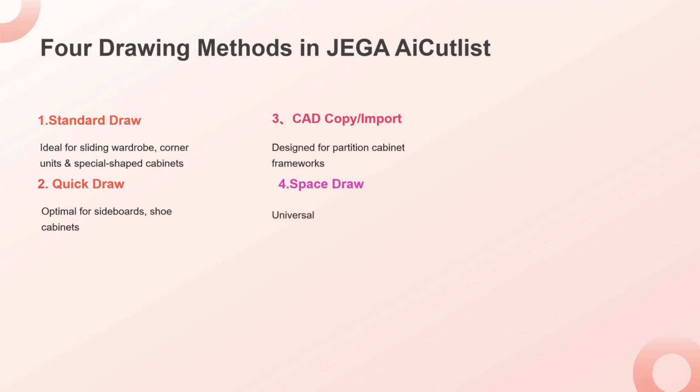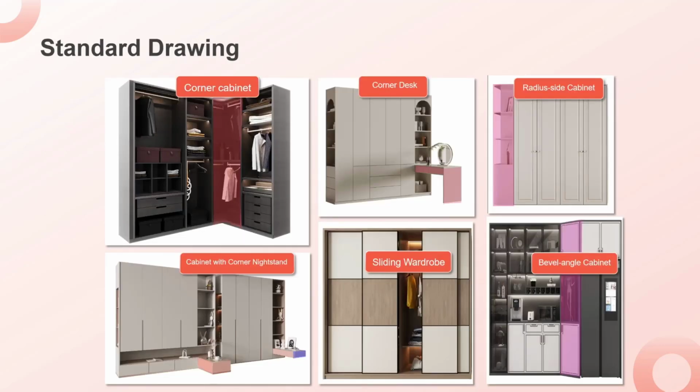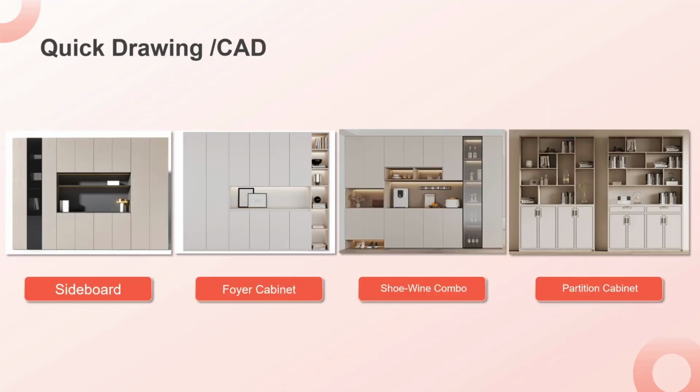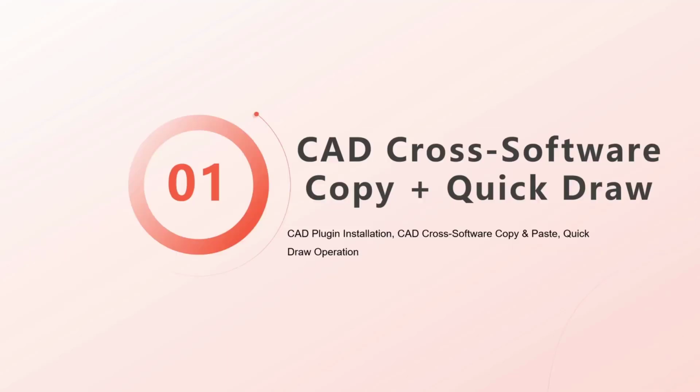And for all these drawing methods, they are suitable for different kinds of cabinets. Like for the standard drawing, you can use it to draw some cabinet with corner or a cabinet with the corner decks, special shape, arc shape, beveled designs, also the sliding wardrobe. And for the quick drawing and the CAD import, you can use them to draw some sideboard, foyer cabinet, shoes wide combo, partition cabinet. And all these cabinets are without corners or the special shape. Now let's check this cabinet copied from CAD to the AiCutlist.